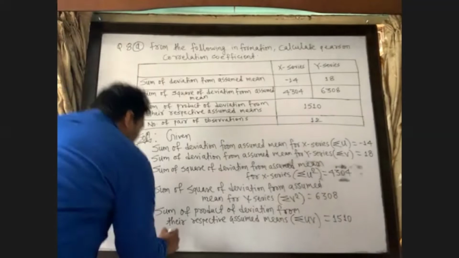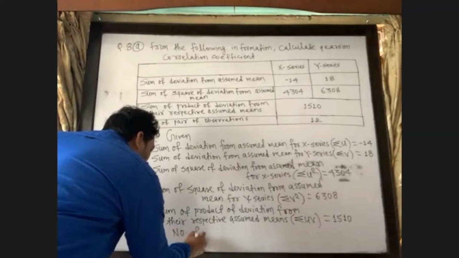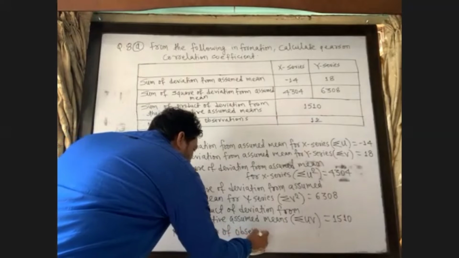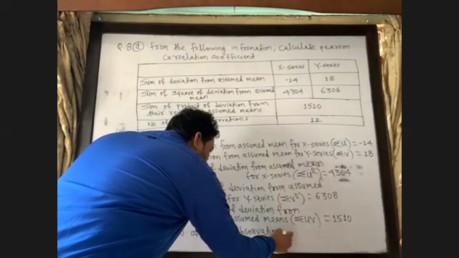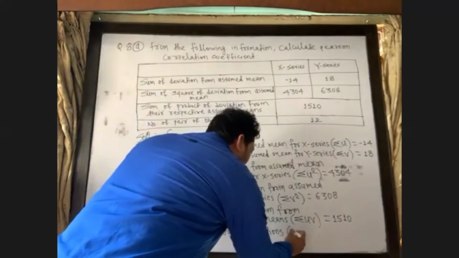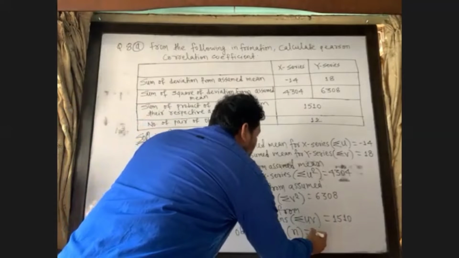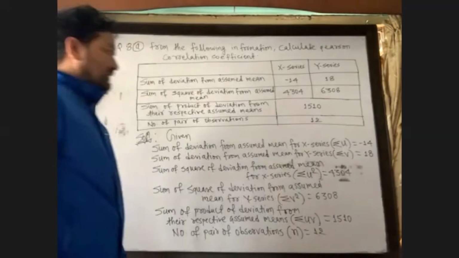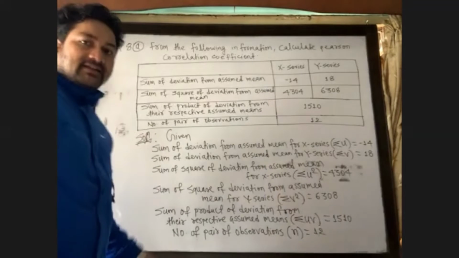Number of pair of observations, we denote it by n. Okay, n is equals to 12. So these are the things given.